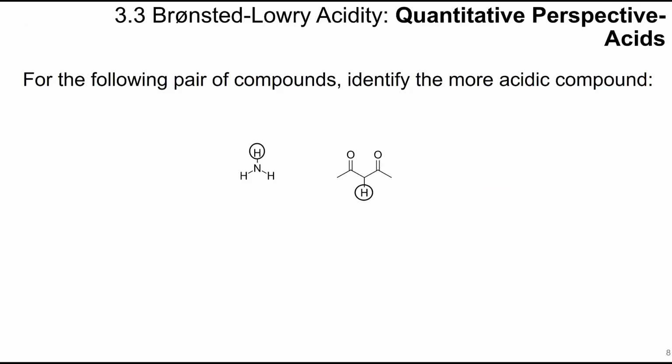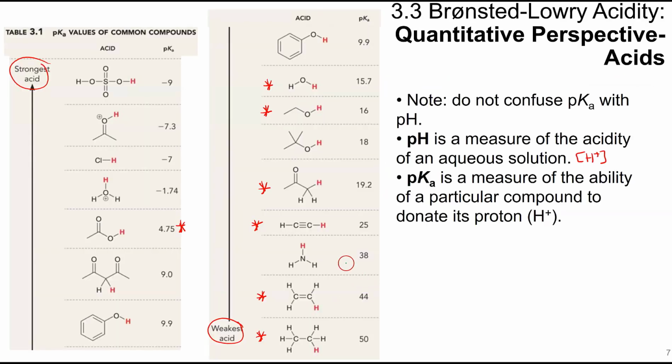For the following pair of compounds, identify the more acidic compound. Right now, all you can do is compare the values from the table. So we're looking at the pKa of an NH3 and one of a proton next to a carbonyl. I'm going to go back to this table here. We have an NH3 here, so that's around 38. And for the proton next to a carbonyl, there are two kinds here. There's the one that I asked you to learn, which is around 19.2. But there's this other one that is between two carbonyls, and that one is around 9.